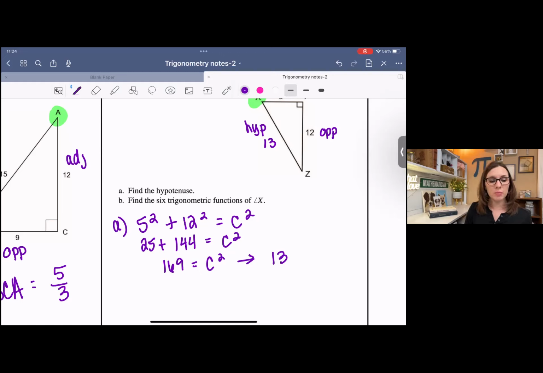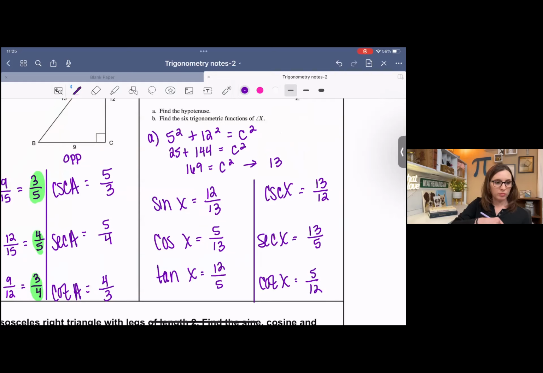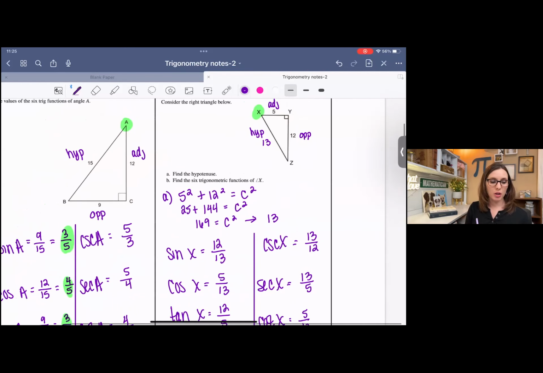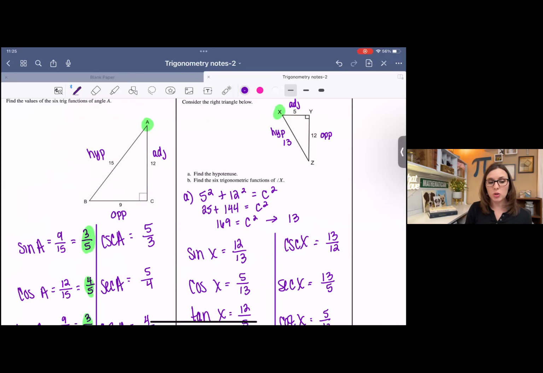So I want you to go ahead and pause this one, try to do all your trig functions, and then come back and check your work. Okay, you should get sine of x is 12 over 13. That's opposite over hypotenuse. Cosine of x is 5 over 13. That's adjacent over hypotenuse. Tangent x is 12 over 5, opposite over adjacent. And then for the reciprocal functions, you're just going to flip all those fractions.